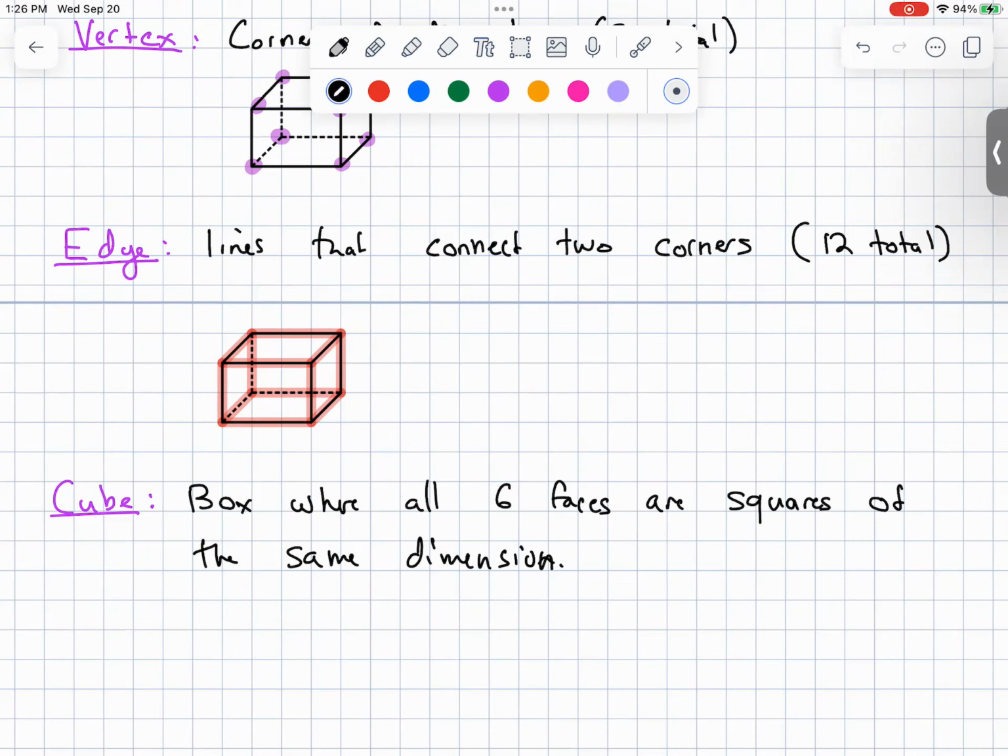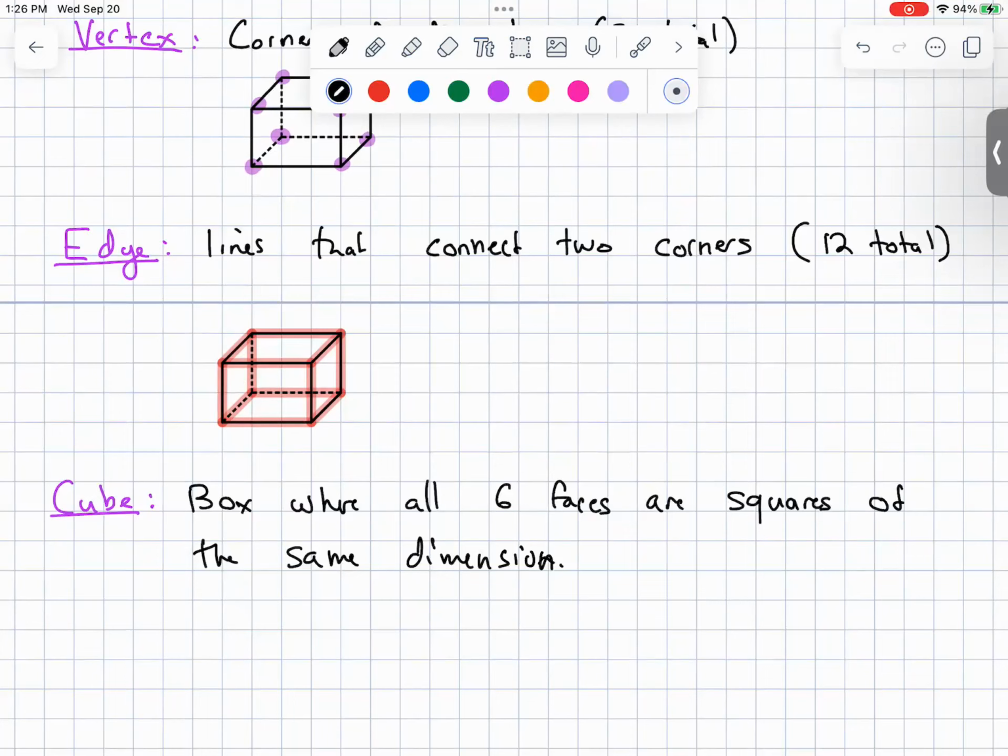It's basically the square equivalent. The two-dimensional analog of a box is a rectangle. The two-dimensional analog of a cube is a square. So it's one of the nicer ones. So all cubes are boxes, but not all boxes are cubes.